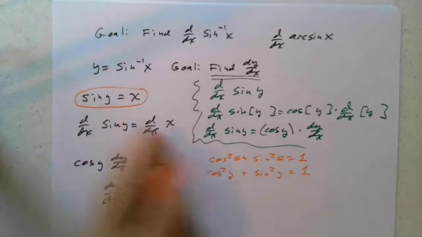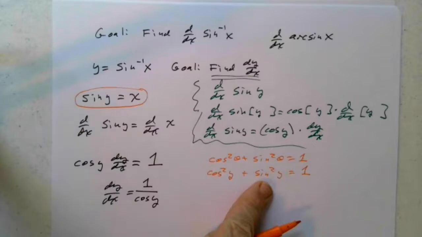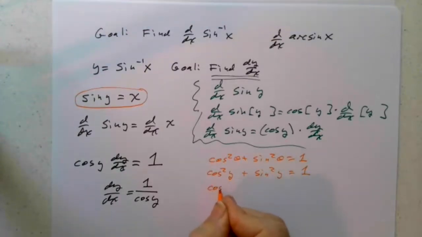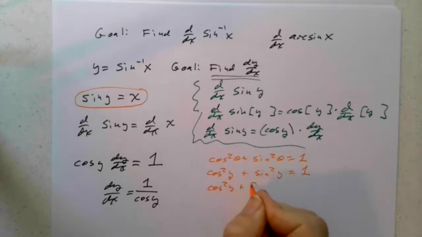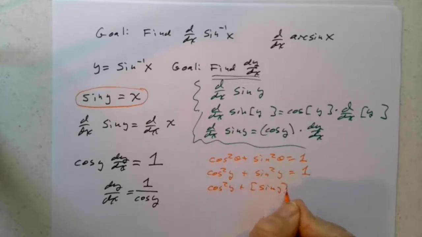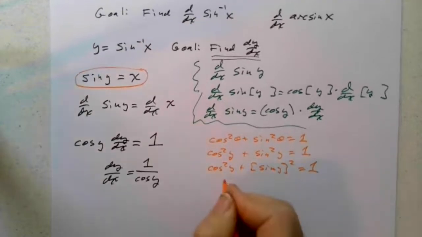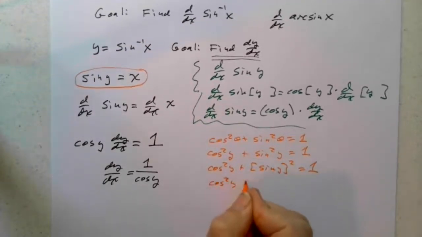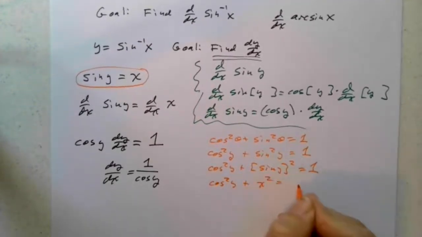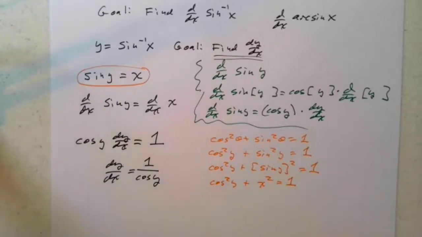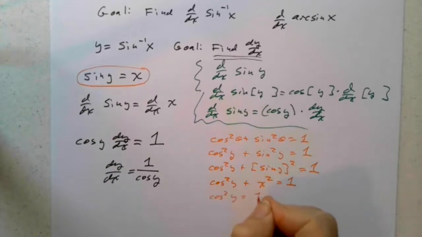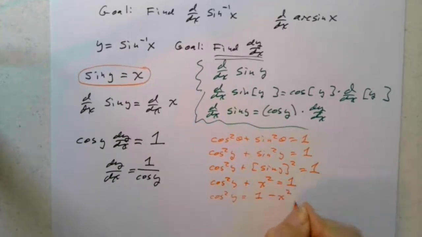Well, what are we saying? We're saying sine of y is x, so sine squared y is sine y times sine y, which would be x squared. Just so you're clear, cos squared y plus sine of y squared equals 1. That's what that notation means. Then we would say cos squared y plus x squared equals 1. So then what is cos squared y? Cos squared y is 1 minus x squared.